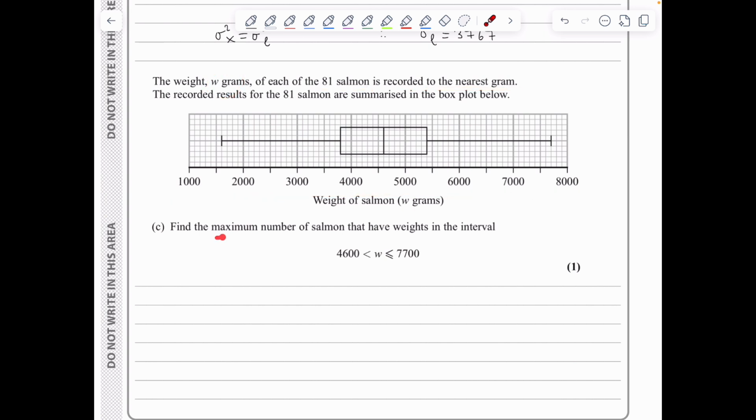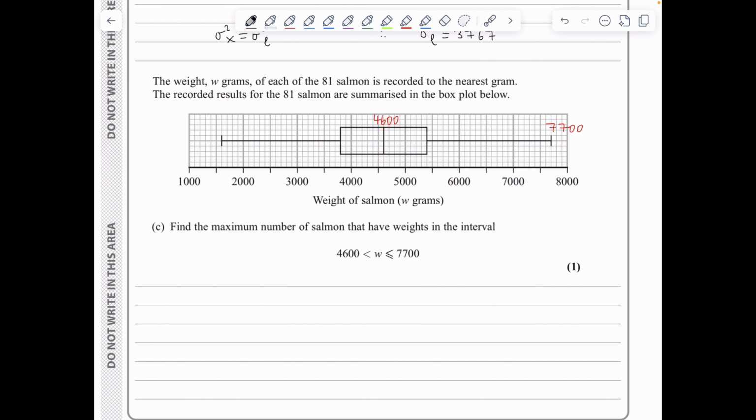We need to find the maximum number of salmon that have weights in the interval of W being strictly greater than 4,600 but less than or equal to 7,700. Well, the 4,600 is exactly in the middle, it's the median, and the 7,700 is the maximum value observed. Well, we know that half of the observations are above the median and half of them are below. I need to be strictly greater than the median.